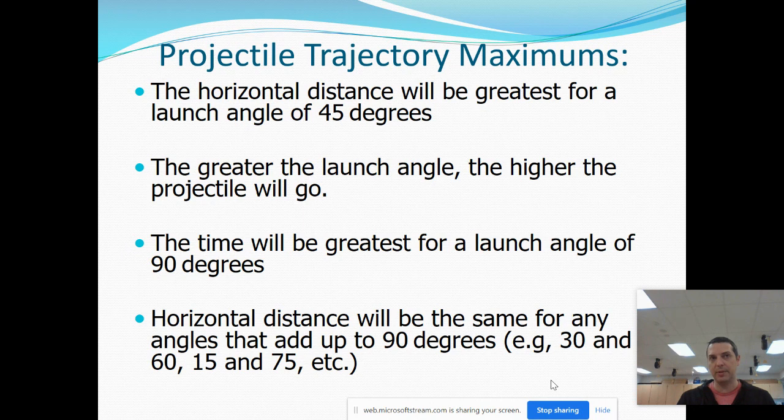The 30 degree launch will spend less time in the air because it has a smaller launch angle, but it'll come in at a little bit more of a flat angle. Whereas the 60 degree launch will go up and be in the air much longer, but when it comes into the ground, it will hit at a much more vertical angle.